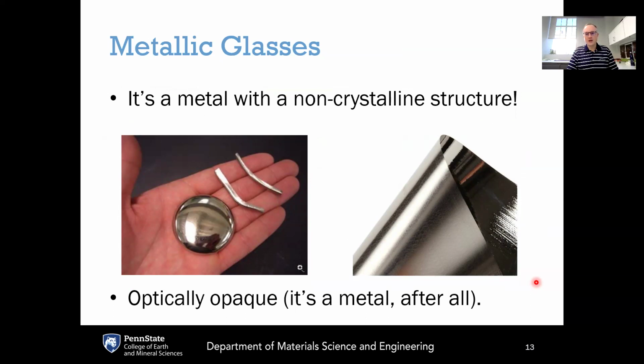The next family of non-oxide glasses are metallic glasses. This is one of the newer families of glasses. These were discovered about 60 years ago. And metals are actually very easy to crystallize. Things like iron, copper, they very readily crystallize.